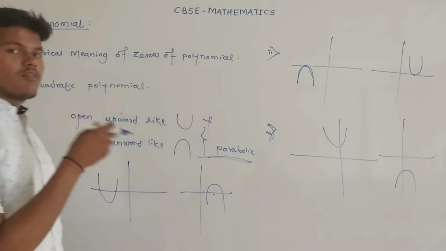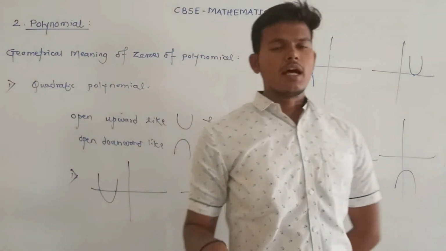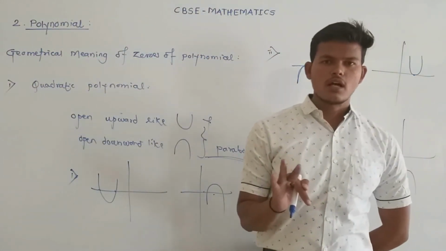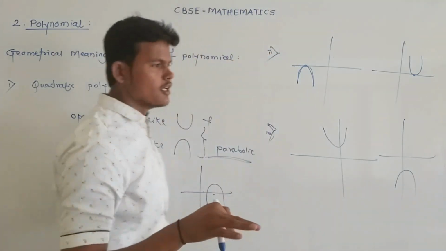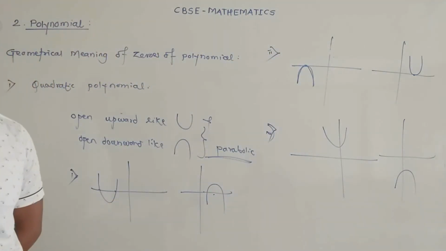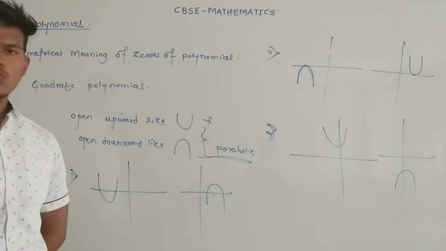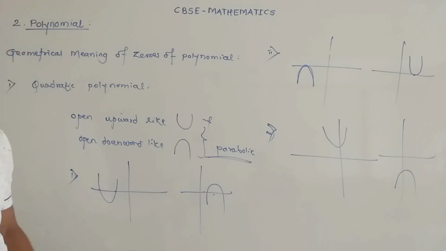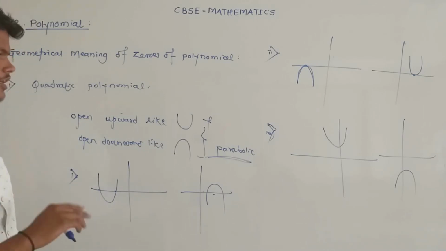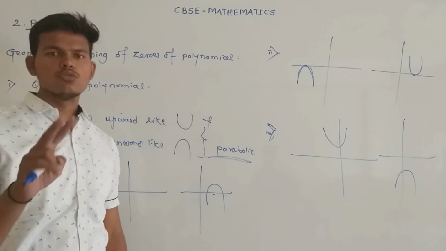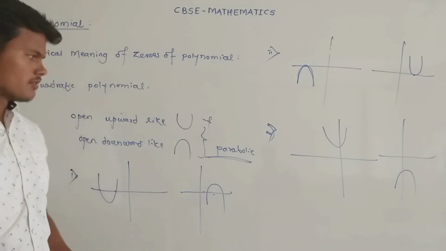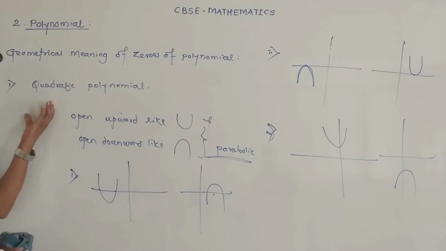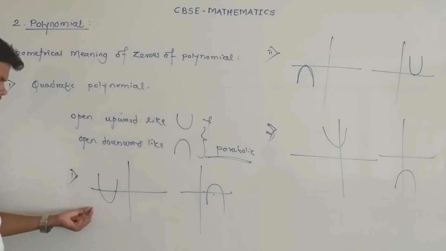That means for the quadratic polynomial, at most two zeros are there. That means two distinct zeros are there, or two equal zeros are there, or no zeros. That means for a quadratic polynomial, at most two zeros are there. Understand it? For a quadratic polynomial, there are three cases like this.